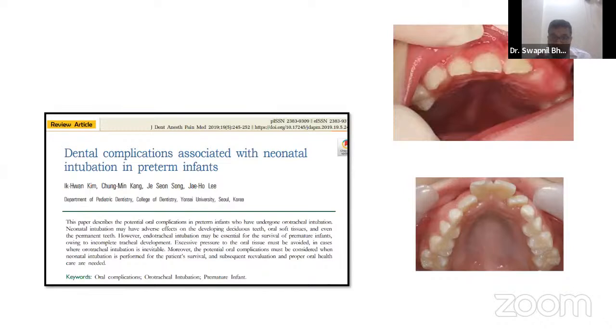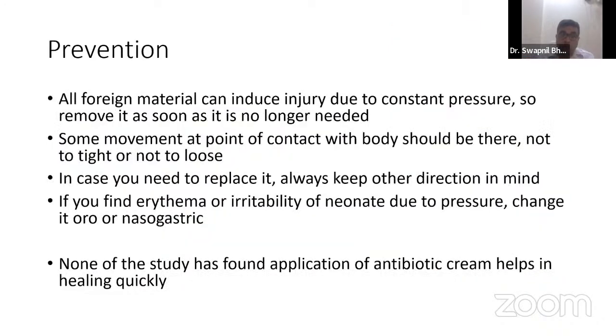Now, there are multiple reports of post-intubation complications, which are nothing but dental complications which can happen with prolonged usage of endotracheal tube. These are just photos which show delayed eruption of teeth and malocclusion, which can happen with improper fixation of tubes.